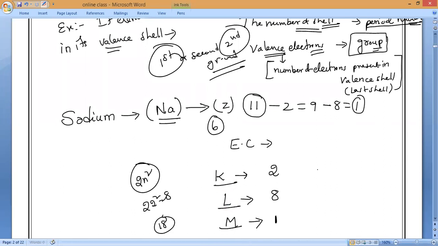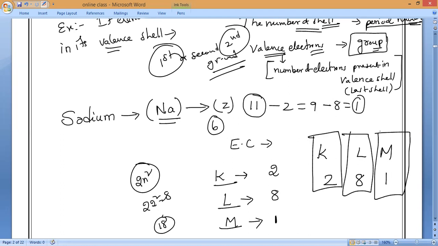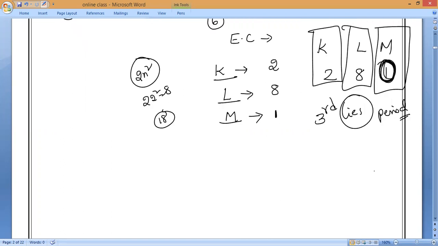So the shells are K, L, M. Totally how many shells? 3 shells. So it lies in the third period. And what are the valence electrons, the last shell electrons? 1. So which group? Group 1.